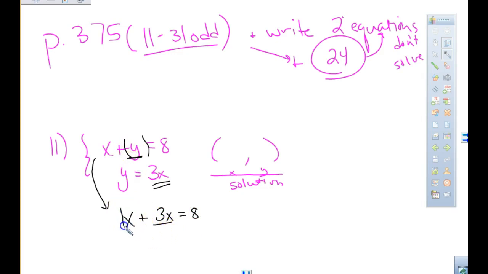So I replace what y was. I now have a pretty simple equation with one variable. 4x equals 8. And most of you don't even need to show that division and say, oh yeah, x is equal to 2. And I have the first solution.